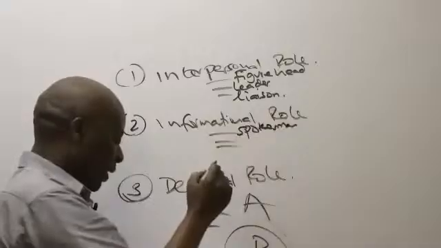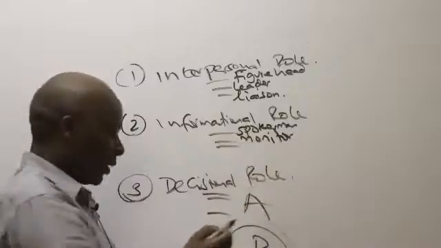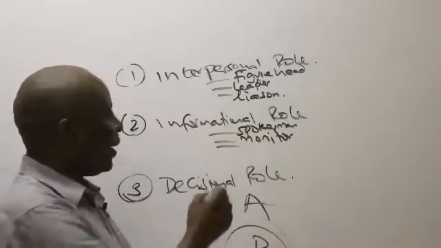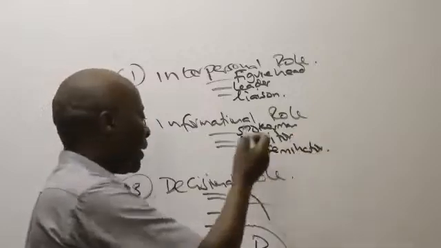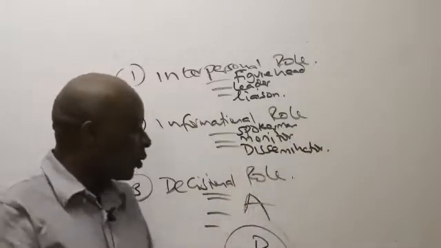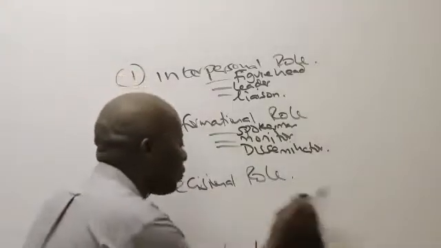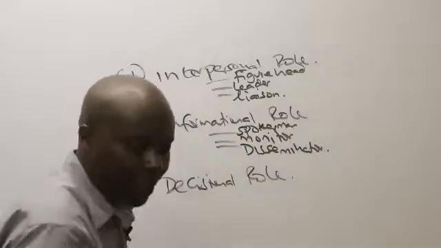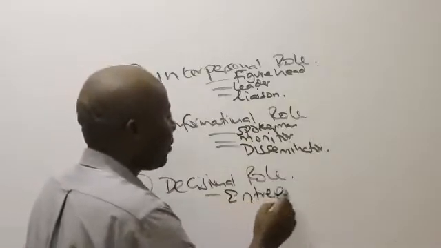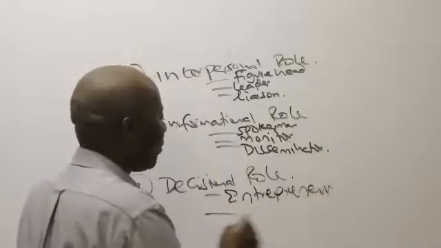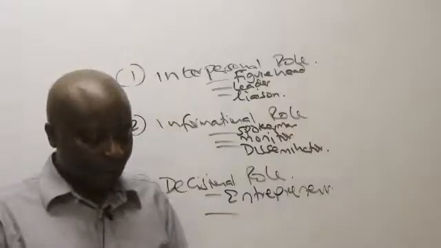We have, in this case here, monitor. Like a class monitor, and then you report. And then we have disseminator there. Disseminator like that. How about decisional roles? You must have, in this case, ladies and gentlemen, decisional roles. Of course, the first one that I'll never forget here, you must be an entrepreneur. Decisional roles.